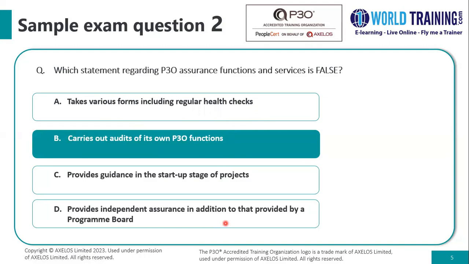One of the things that you could do in the exam is, if you are not really sure of a particular answer, you could use elimination as a technique. You could eliminate A because that's a true function, C is true, and D is true, and therefore you're left with option B. So that's a good way to go about an elimination technique for the exam. So let's move on to question number 3.